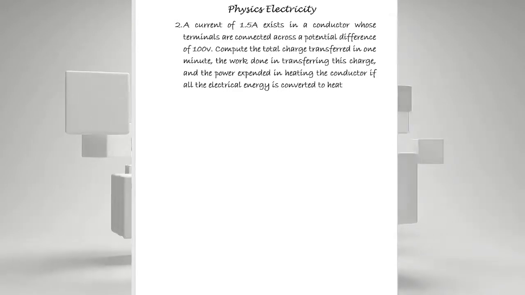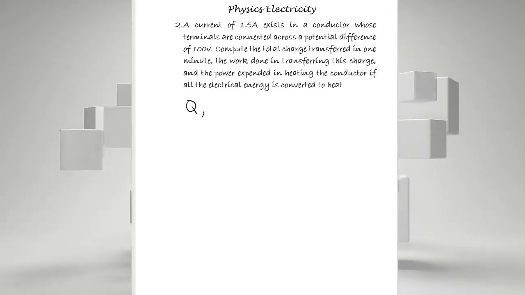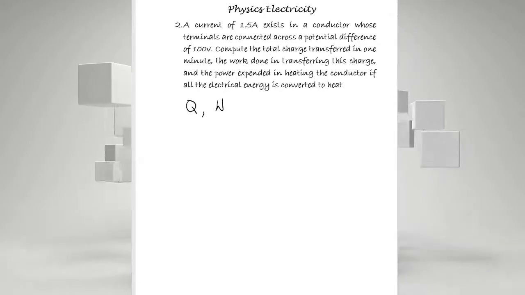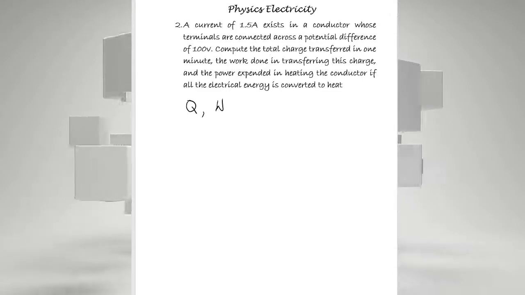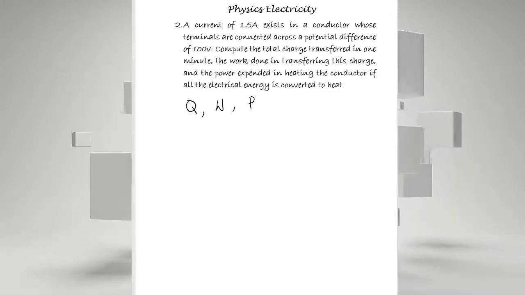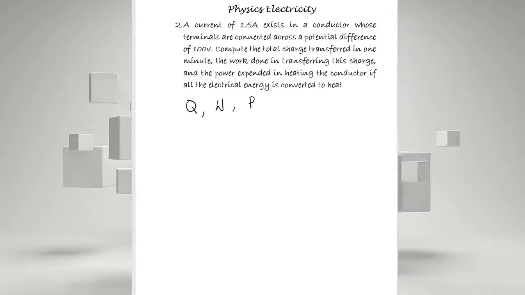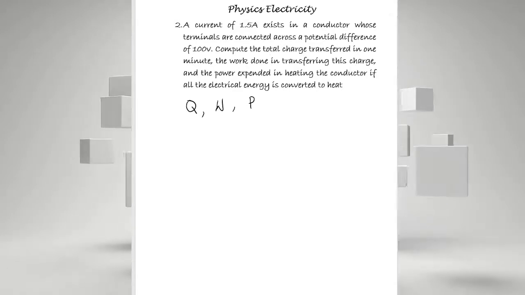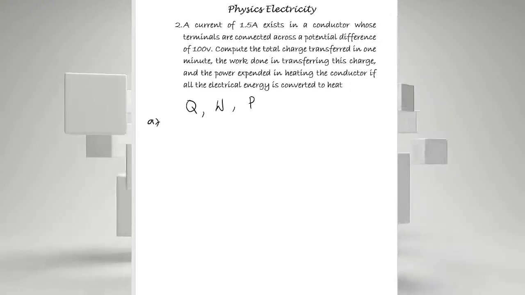First of all, we are looking for our quantity of charge, Q. Then we are looking for our work done, W. And then we are looking for power, P. I'll use P to represent power. So those are the three things the question is asking us to look for. So how do we go about the first one, Q, to find the quantity of charge? There's a formula for finding quantity of charge.